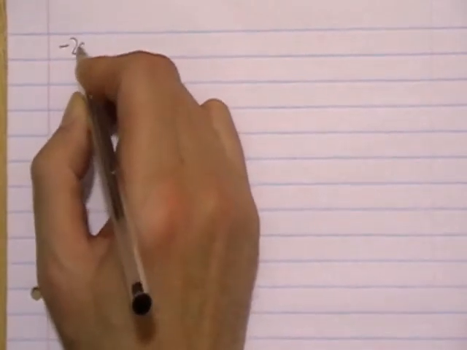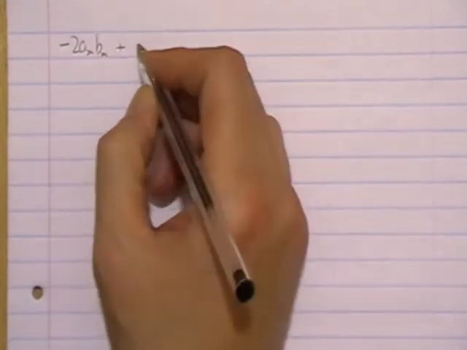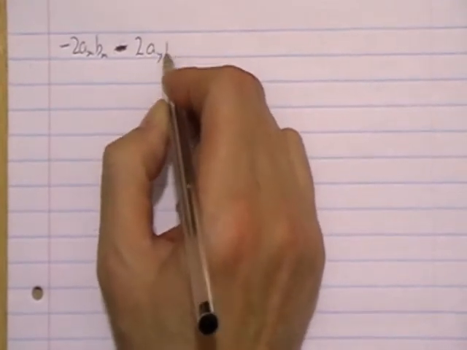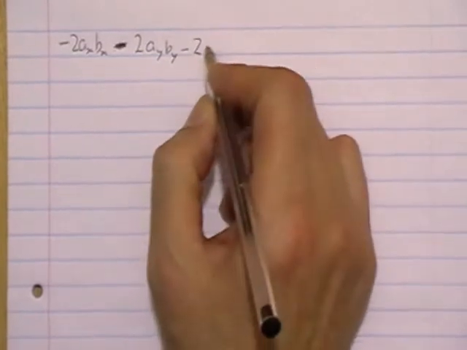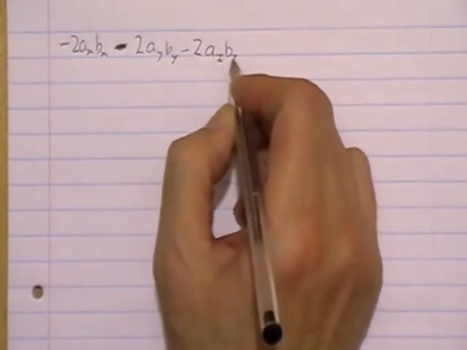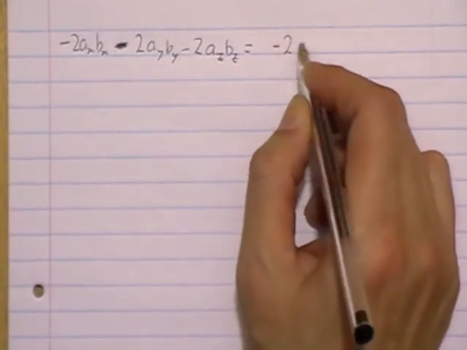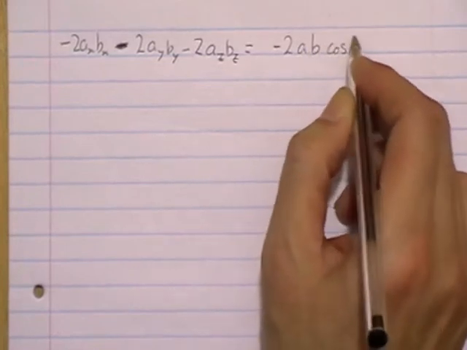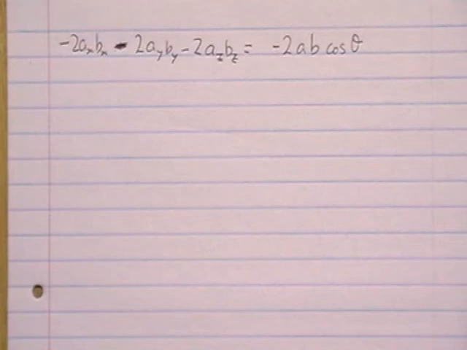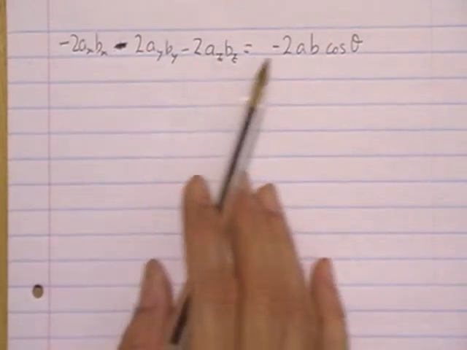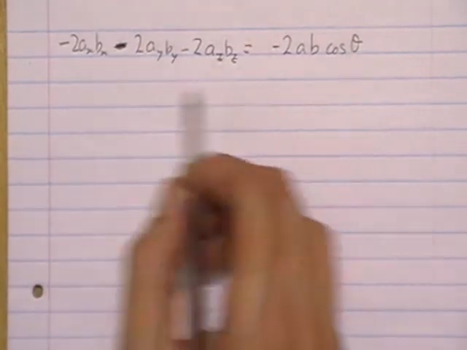I'm just going to copy it out. On the left side, that's minus 2a_y b_y minus 2a_z b_z. And on the right, minus 2ab cosine theta. We can notice that we have a factor of minus 2 on both sides, so I can divide both sides by minus 2.